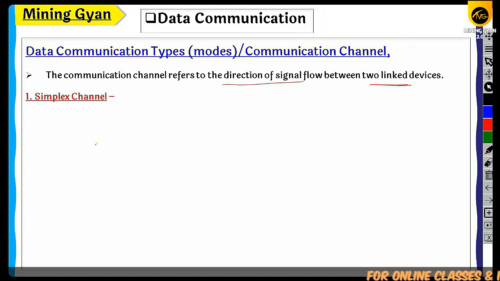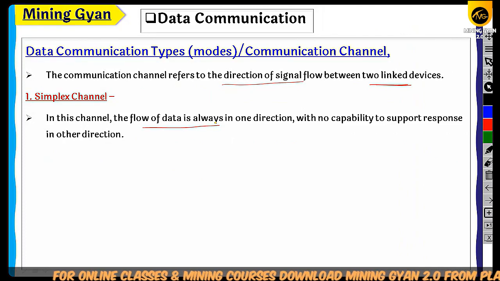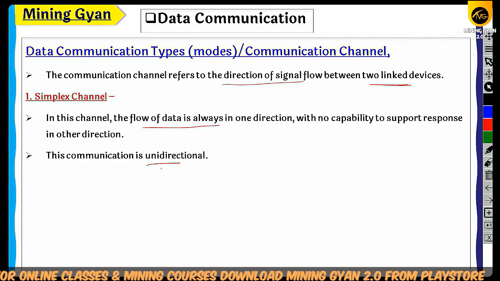Okay, so the first communication channel is the simplex channel. In this channel, the flow of data is always in one direction, with no capability to support a response in another direction. So this is basically a unidirectional channel. You can say the simplex channel means unidirectional, because it does not have any capability to respond from the other side or another direction. So the flow will be in one direction. So this communication is unidirectional.